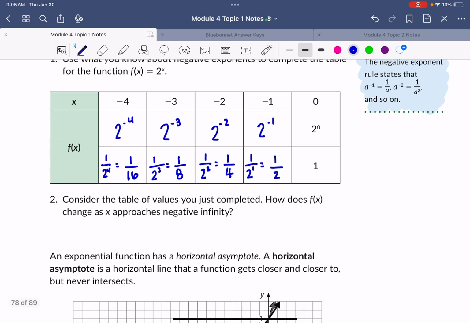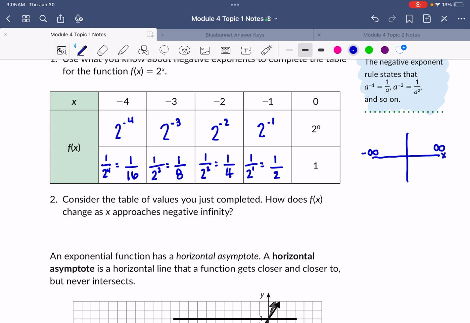Okay, so it says consider the table of values you just completed. Why does f of x change as x approaches negative infinity? Or how does it change? So negative infinity is where x values are getting smaller, right? For my visual people, if I'm looking at a graph, on my x-axis, the further I go to the right, I'm getting closer to positive infinity, and the further I move to the left, I'm getting closer to negative infinity, right?